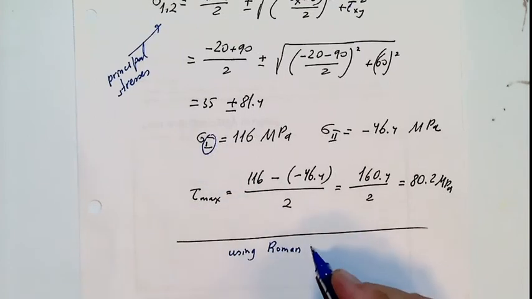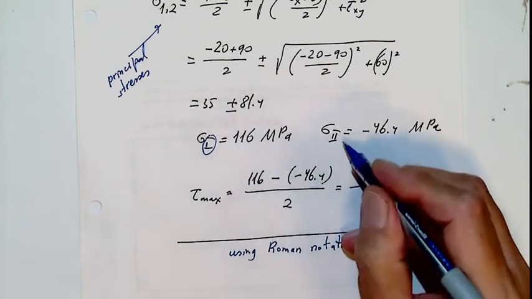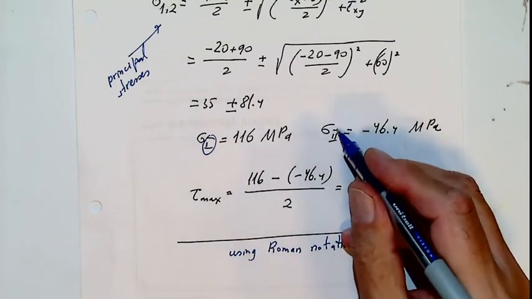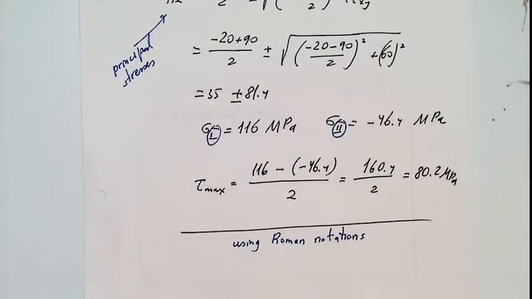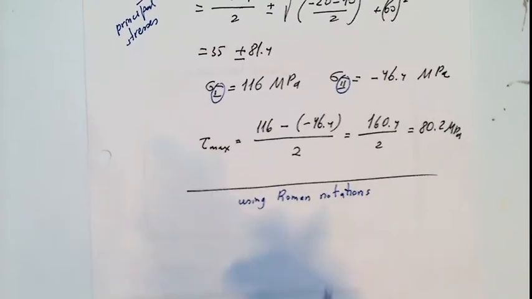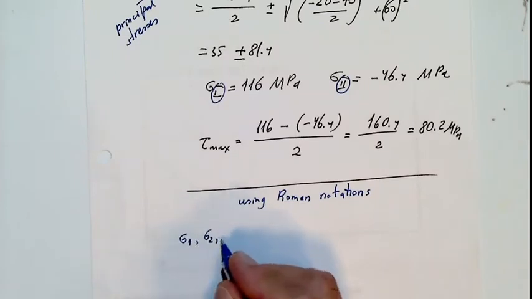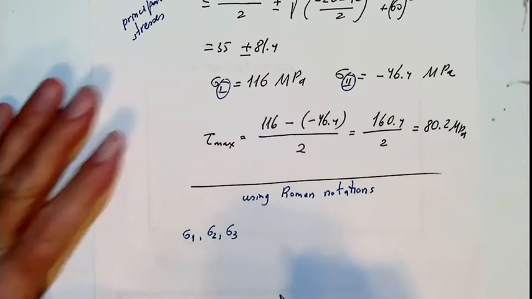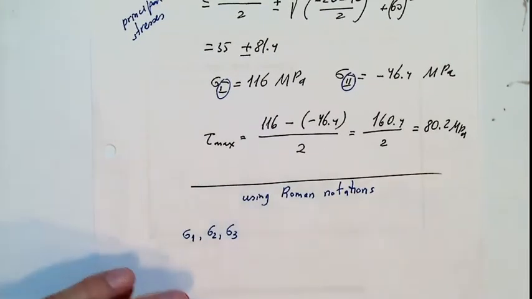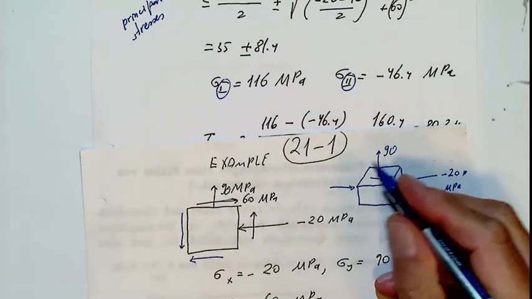I am using Roman notation because we are getting two roots. Sigma 1, and that is sigma 2. So now, what is the maximum? Now we would like to write what are sigma 1, sigma 2, sigma 3, because you always do that for any condition, even if it is two-dimensional. This was a two-dimensional state, but it is a three-dimensional element.